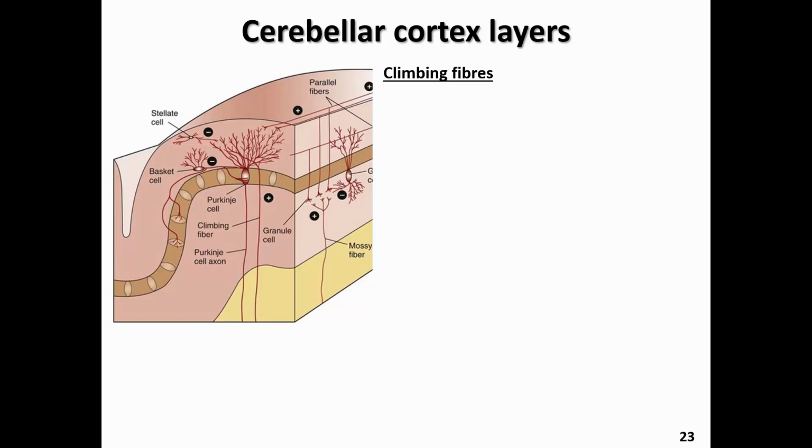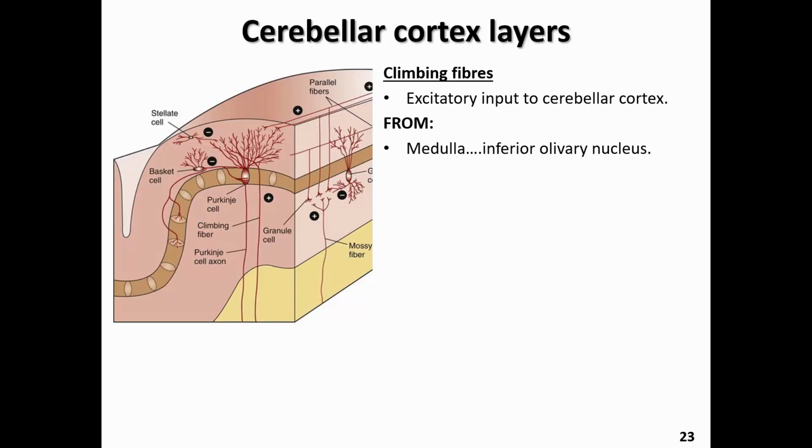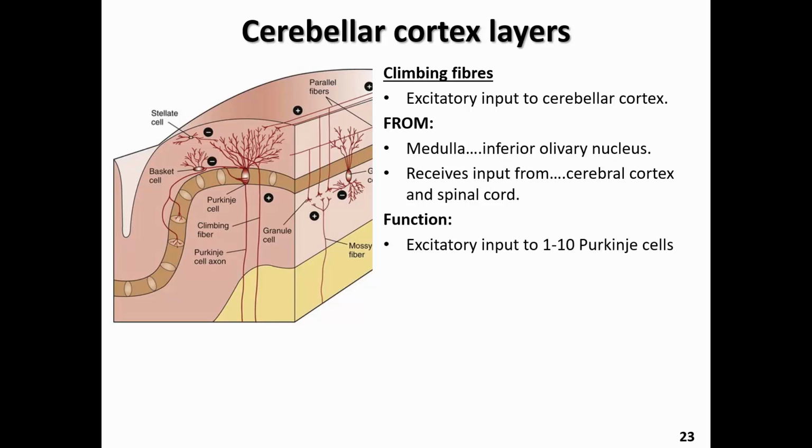The next type of fiber is called the climbing fiber, and the climbing fiber provides excitatory input to the cerebellar cortex. The climbing fibers originate from the brainstem region, specifically a region referred to as the inferior olivary nucleus in the medulla portion of the brainstem. And this region receives input from the cerebral cortex and the spinal cord. So projections from the cortex and spinal cord up to the brainstem will then synapse with these climbing fibers.